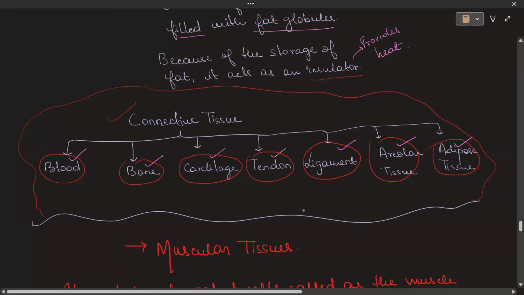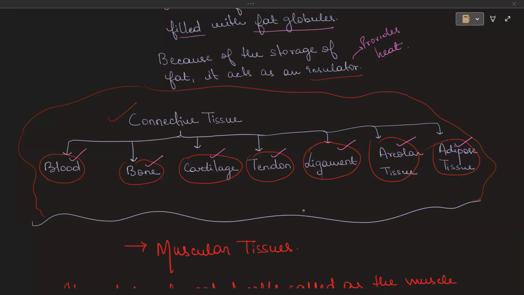Okay. So now tell me, tendon connects what to what? Bone to muscle. And ligaments connect bone to bone. Very good. Is it clear to everyone?